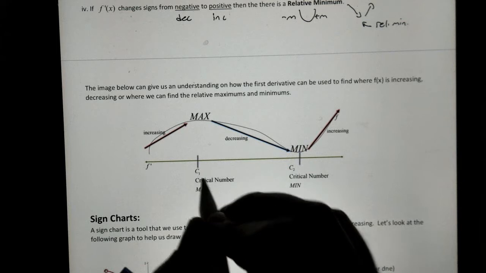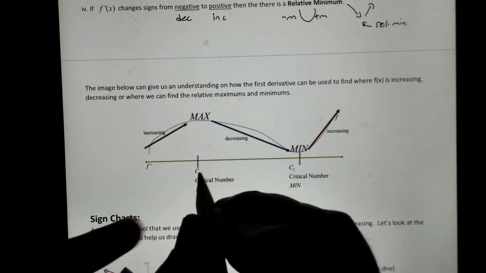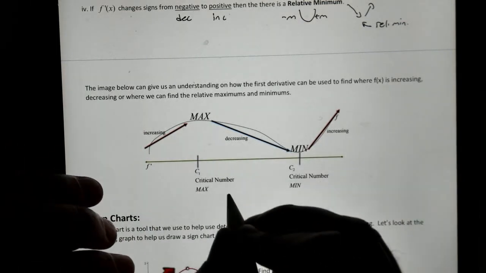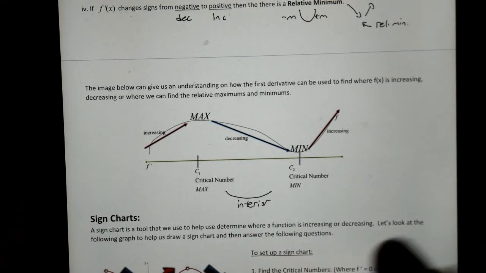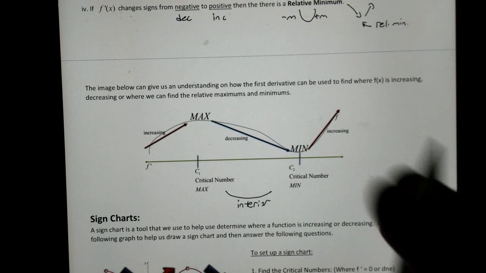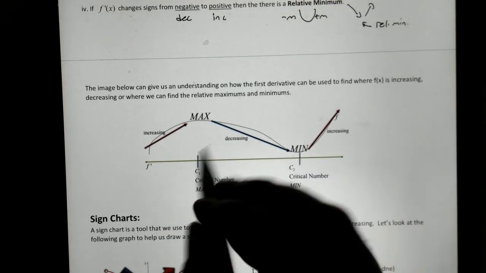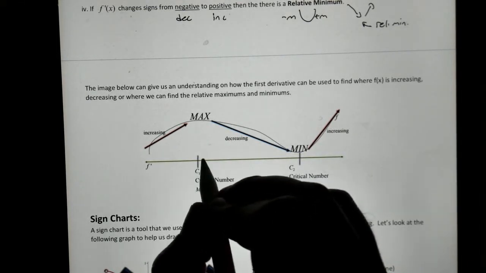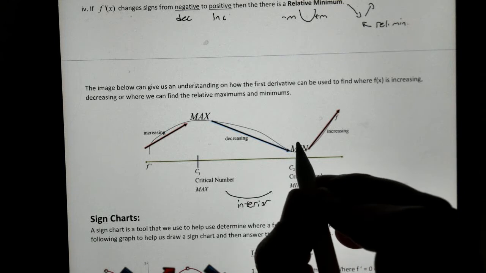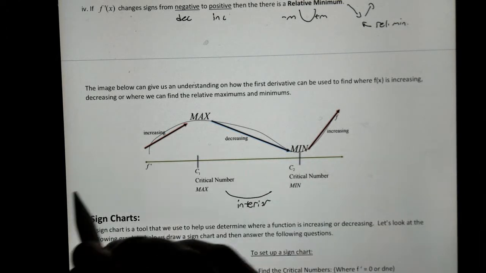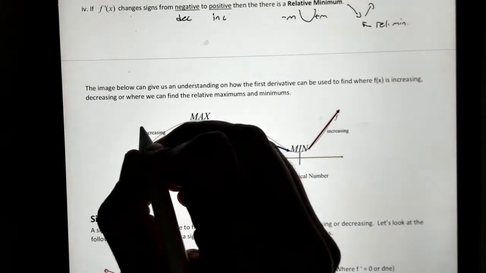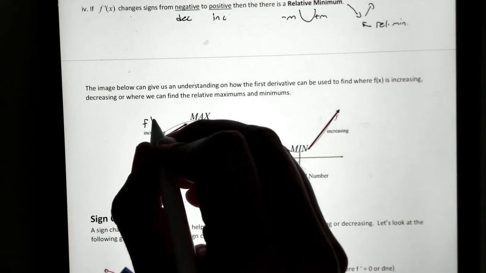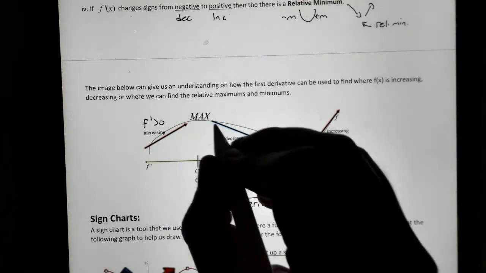So let's say we're given the following two critical numbers on the interior of our graph. Remember, we are on the interior. We're not looking at the endpoints right now, just the interior of the function. So here I have a critical number, and here I have a critical number. But look what's happening. Before my maximum, the function is increasing. So we would say that the derivative is greater than 0.